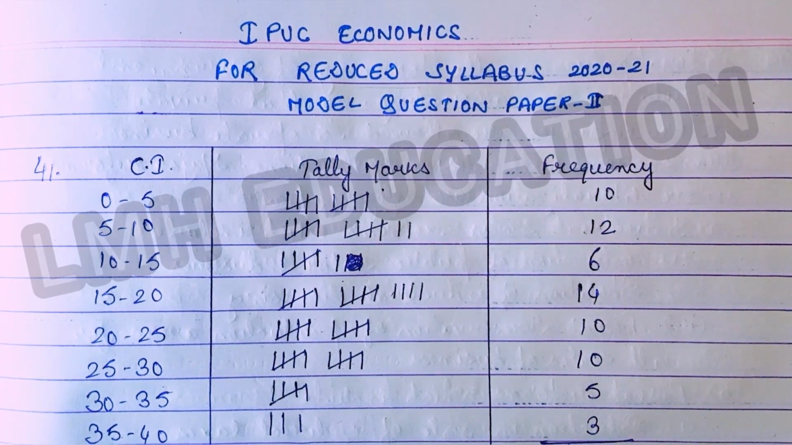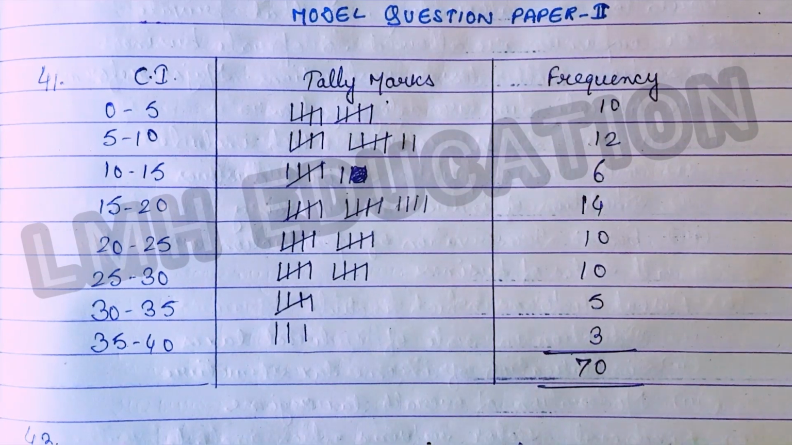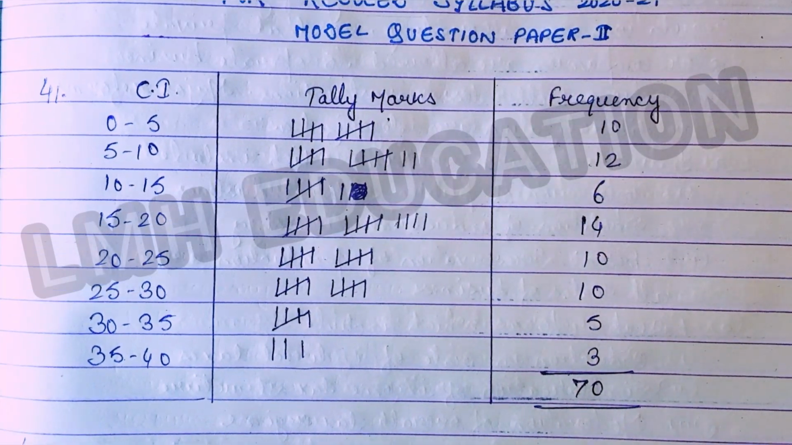This question number 41 is from Part D, in which you have to answer 2 questions in about 20 sentences each. So this is the answer of question number 41, in which the total of frequency you will get is 70 because there are 70 students. So you can take the screenshot of this answer.